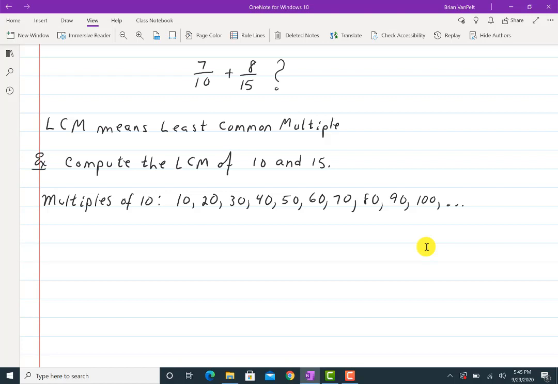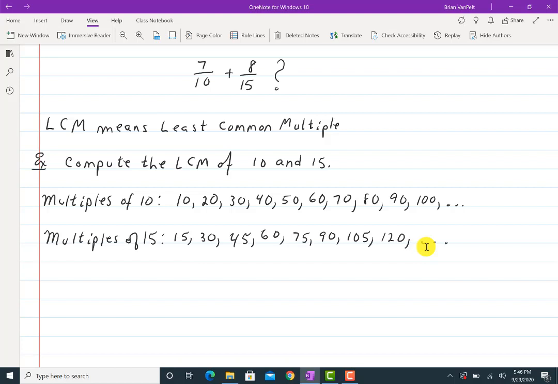Now let me also look at the multiples of 15. So I'll start. 1 times 15 is 15. 2 times 15 is 30. 3 times 15 is 45. So basically you're counting by 15s. And these also go on forever.